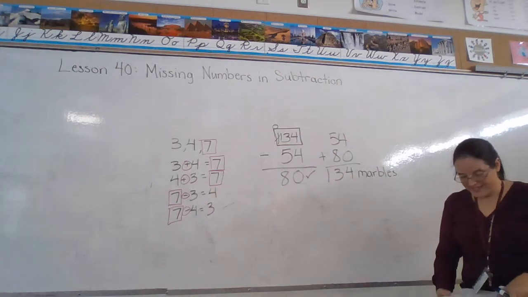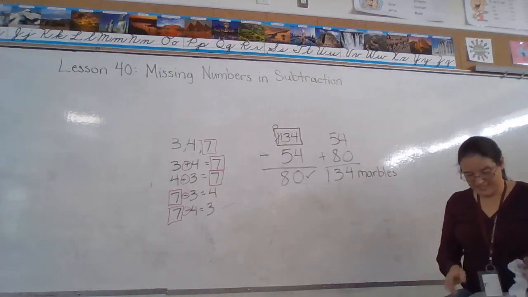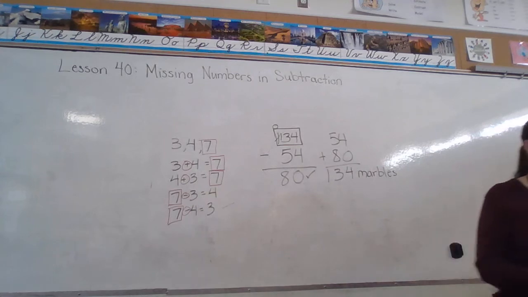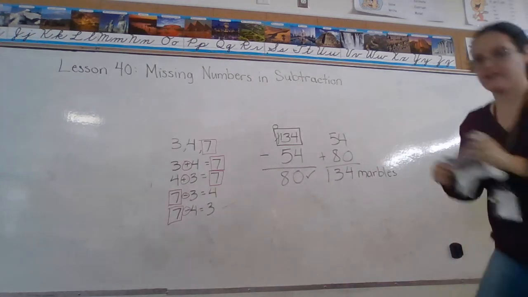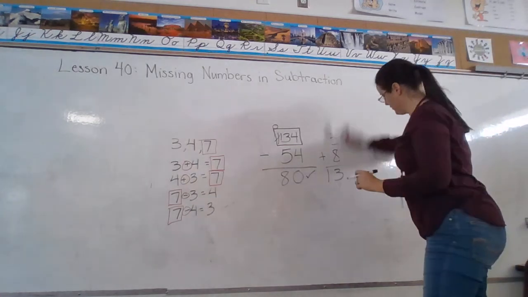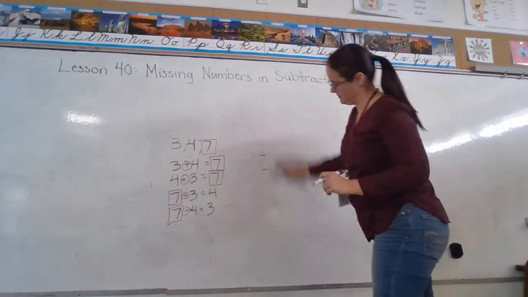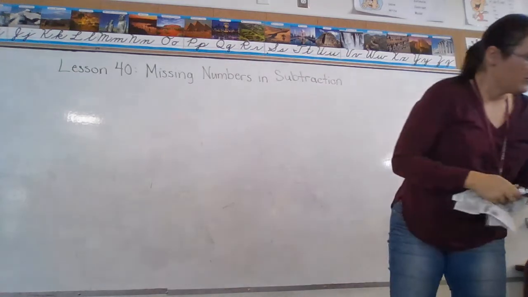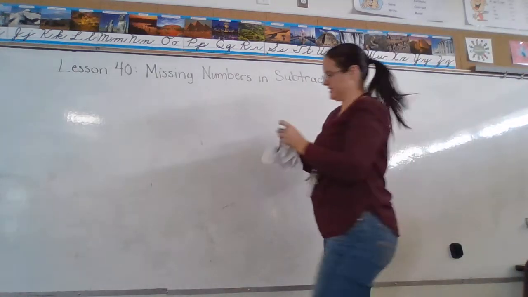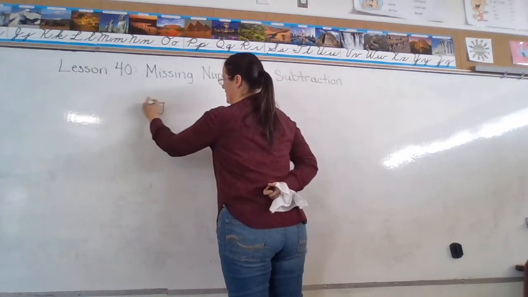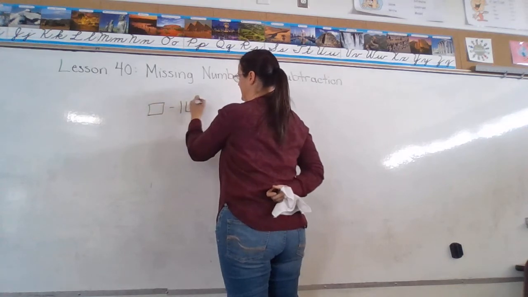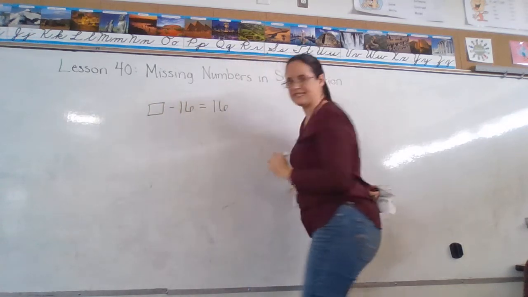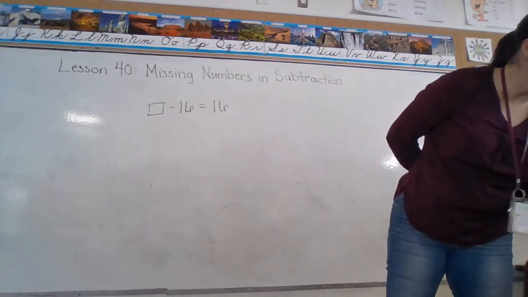Okay, that's the end of the examples. I have several lesson practice problems for you to do here. I will write the first couple on the board, and then we'll have a word problem at the end. So we've got box minus 16 equals 16. You can go ahead and start with that one.